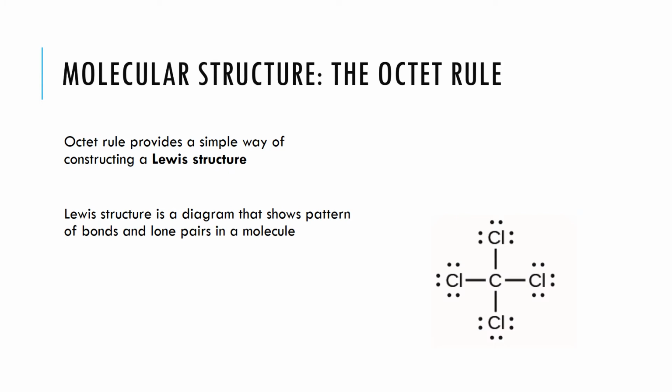So what is the octet rule, and how does it relate to Lewis structures? Well, the octet rule gives us a simple way of constructing a Lewis structure. And all a Lewis structure is, is a diagram that shows the pattern of bonds and lone pairs in a molecule. So it allows us to understand something about the molecular structure of a species, and also about its chemical and physical properties.